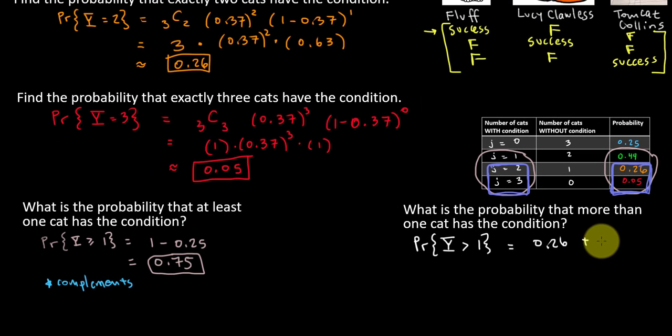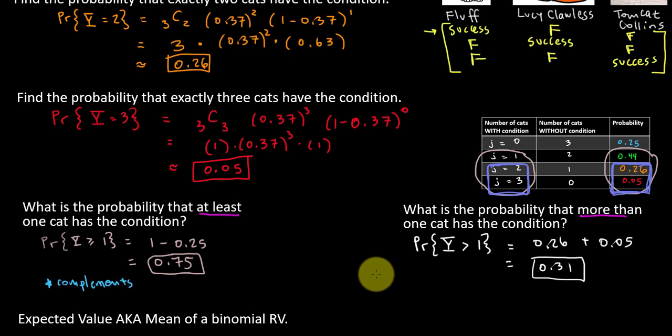0.26 plus 0.05 is approximately 0.31. So there's a distinct difference here between the terminology of more than and at least.